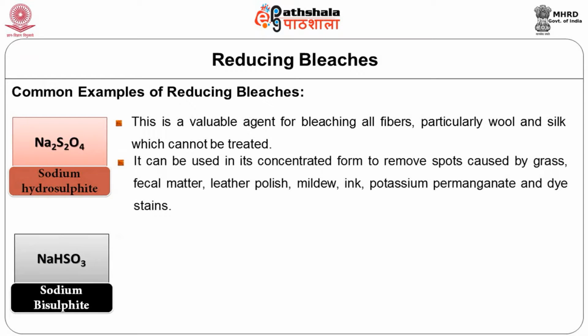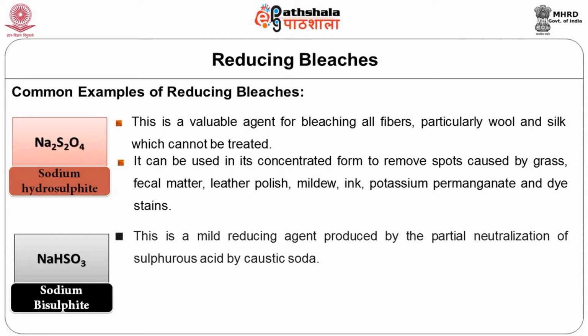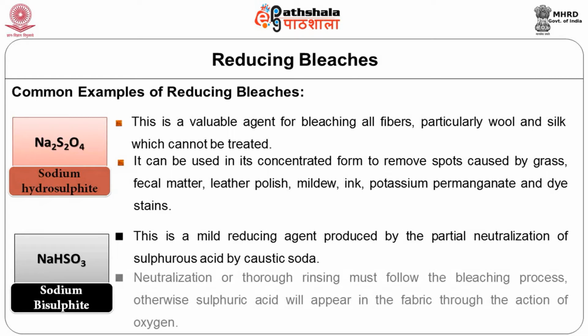The second example of a reducing bleach is sodium bisulfate. This is a mild reducing agent produced by the partial neutralization of sulfurous acid by caustic soda. Neutralization or thorough rinsing must follow the bleaching process. Otherwise, sulfuric acid will appear in the fabric through the action of oxygen.